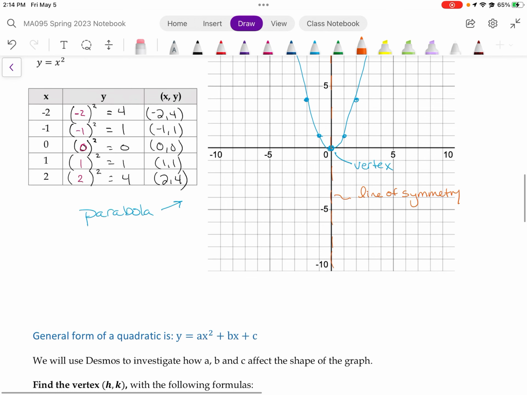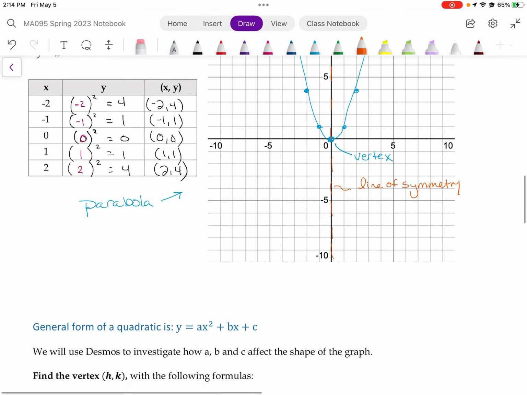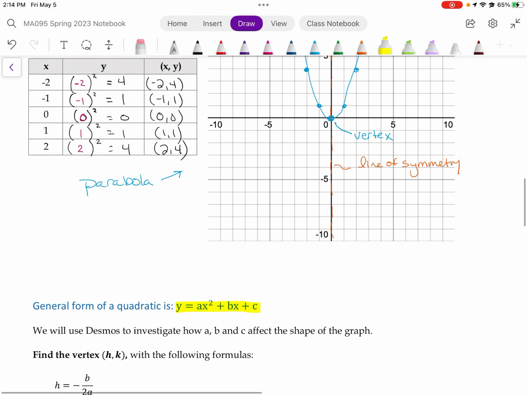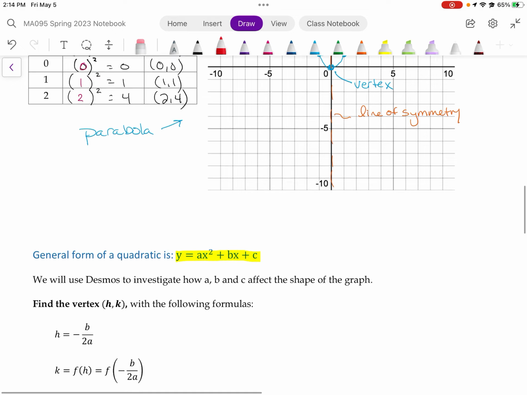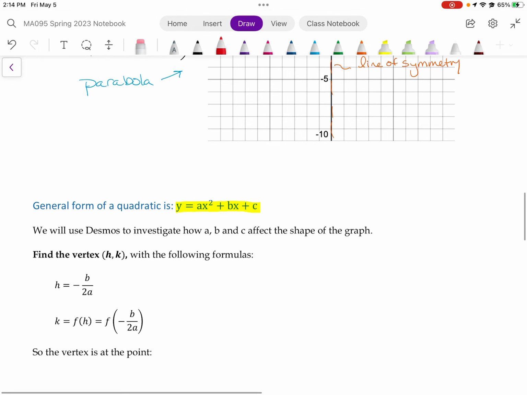All right, so the general form of a quadratic looks like this: y equals ax squared plus bx plus c, where a, b, and c are all the coefficients, or the constants, they are numbers, or they could be a 1. They could be a 0, and if they were a 0, that term would go away. Of course, a can't be 0, or else it won't be a quadratic anymore. So we're going to use Desmos to investigate how these affect the shape of the graph, but we're going to do that in class together.